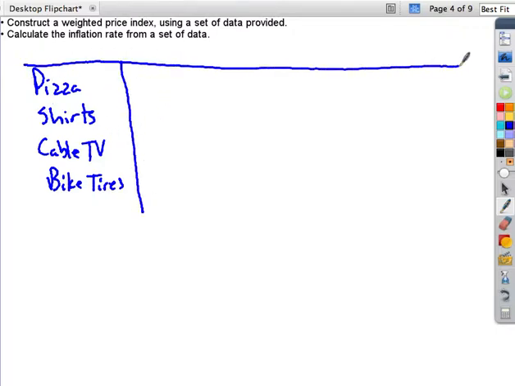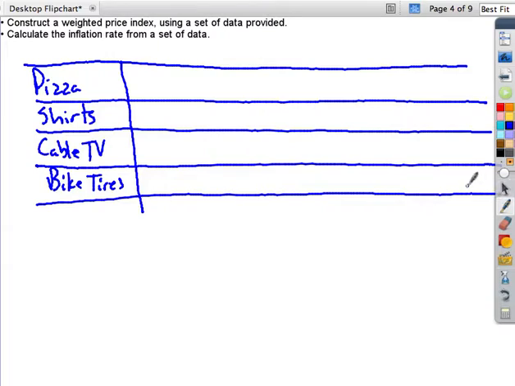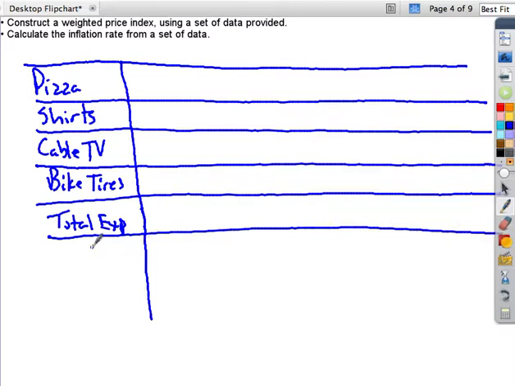So let's draw some lines here. All right, and then at the bottom we're going to have total expenditure. And we're also going to have CPI. All right, so up here we're going to look at the quantity. We have to choose a quantity that we're going to buy because what we're doing is comparing these month to month, and the quantity's got to stay the same. If the quantity changes, we won't be able to tell if there's been a change in price.